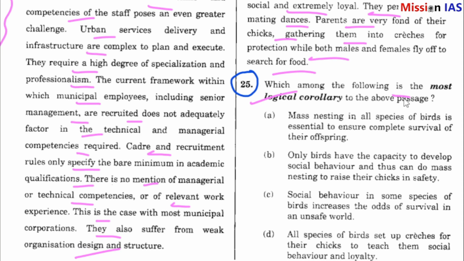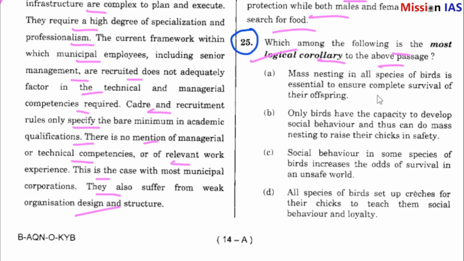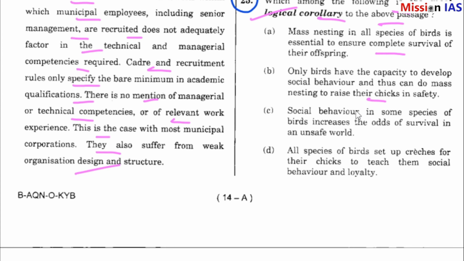Which among the following is the most logical corollary to the above passage? Mass mating in all species of birds is essential to ensure complete survival of their offspring. Only birds have the capacity to develop social behaviors and thus can do mass nesting to raise their chicks in safety. Social behavior in some species of birds increases the odds of survival in an unsafe world. All species of birds set up creches for their chicks to teach them social behavior and loyalty.